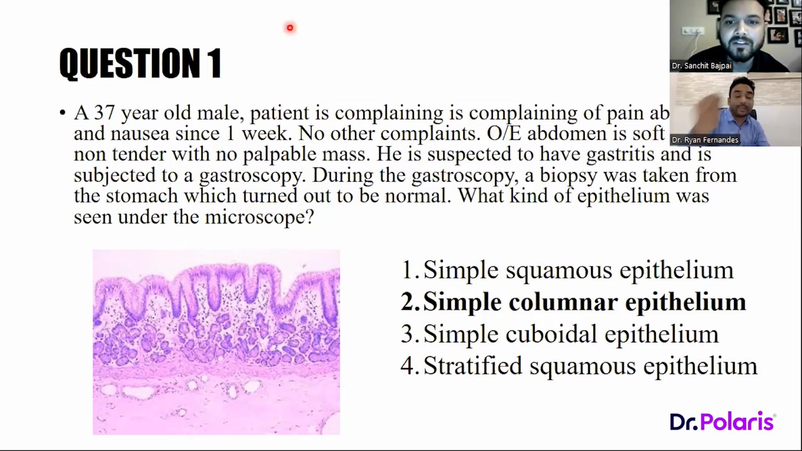So gastroscopy is nothing but visualization of the interior of the stomach by passing a tube through the mouth. During this gastroscopy, the camera went and saw the inside part of the stomach, and then a biopsy was taken. One small piece was taken and examined under the microscope to look for any abnormality. Now, when this epithelium was looked under the microscope, it had this appearance. So the question is, what kind of epithelium was seen? Is it simple squamous epithelium, simple columnar epithelium, simple cuboidal epithelium, or stratified squamous epithelium?